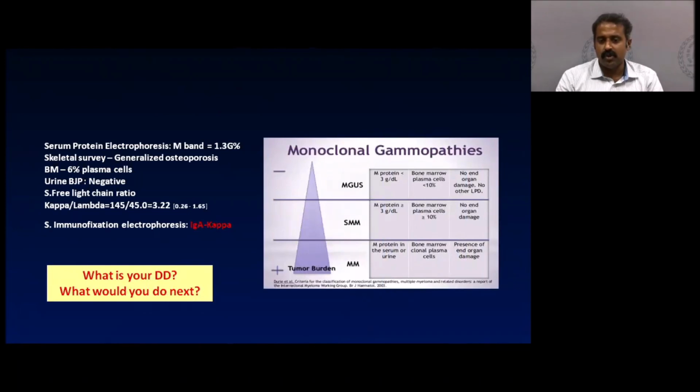If you try to put this patient in the spectrum of plasma cell disorders, you can see that this patient does not have bone marrow plasma cells of more than 10%, which is the mandatory criterion for diagnosis of myeloma. But this patient has a low level of M protein, anemia, and renal failure. So what do you think is the differential diagnosis here?